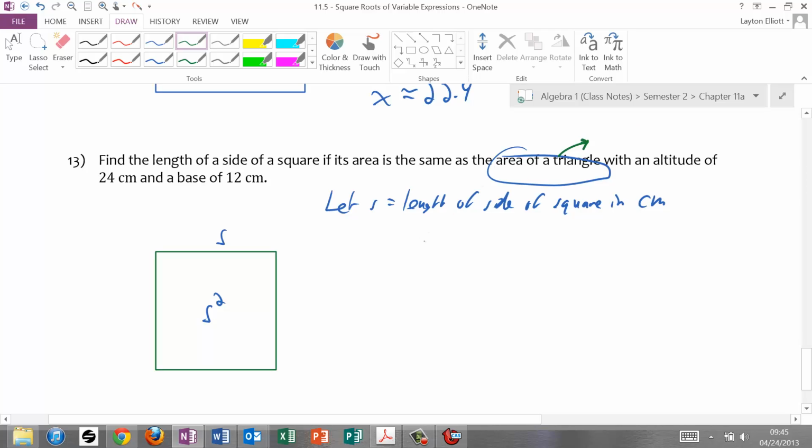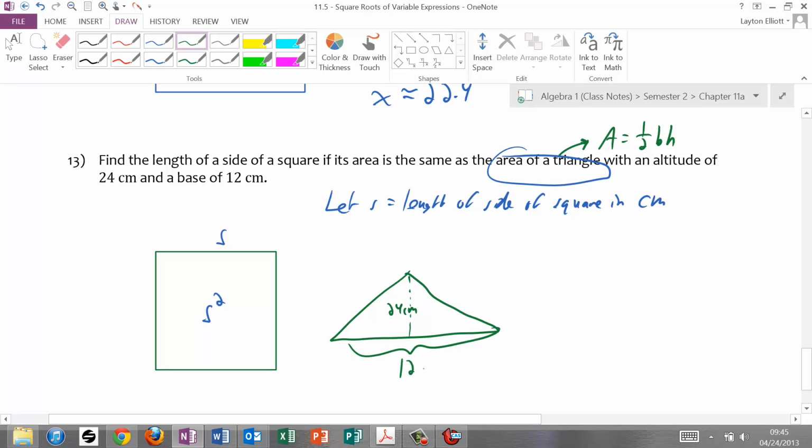But if I were to Google this, I would see the area of a triangle is 1/2 base times height. If I draw a triangle, it has an altitude of 24 centimeters and a base of 12. This is obviously not drawn to scale. Then I know the area of the triangle is 1/2 times 24 times 12, or 144.